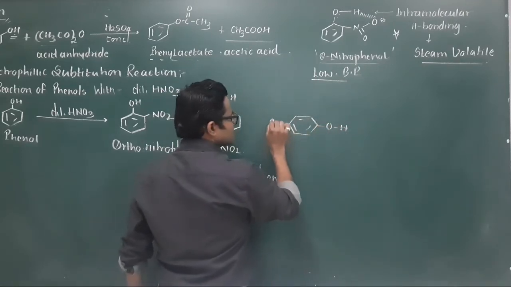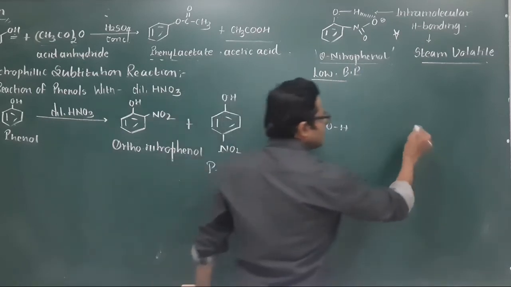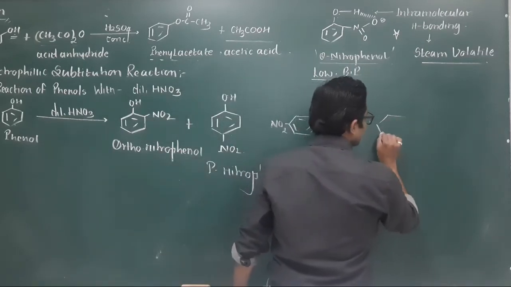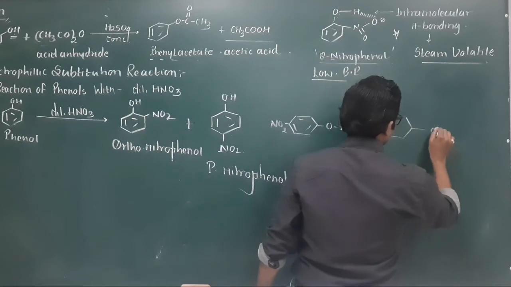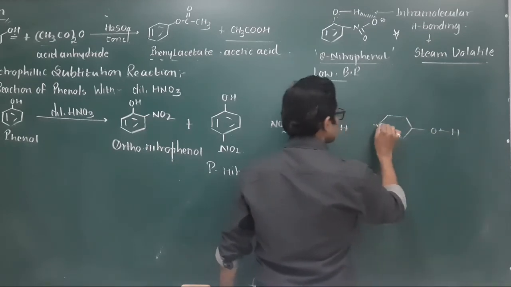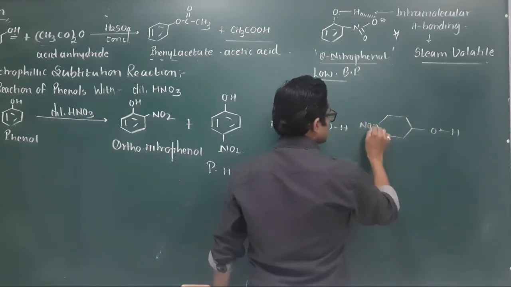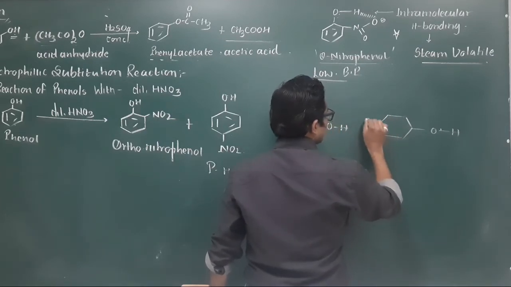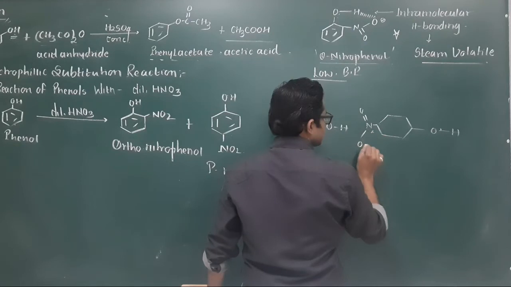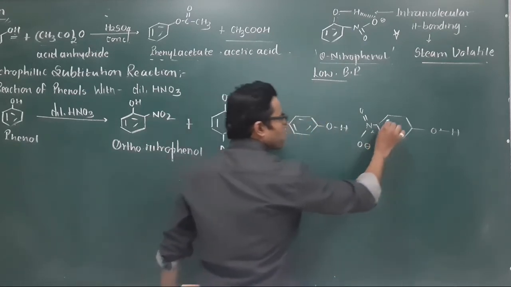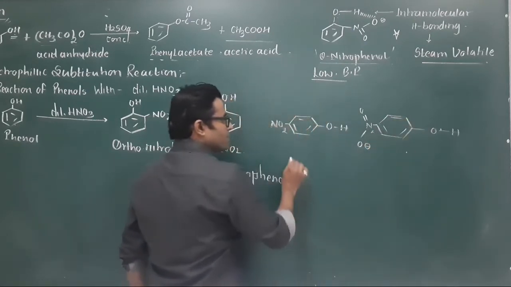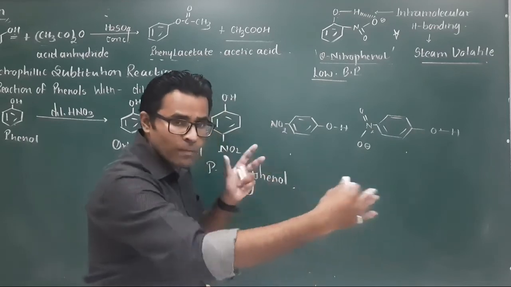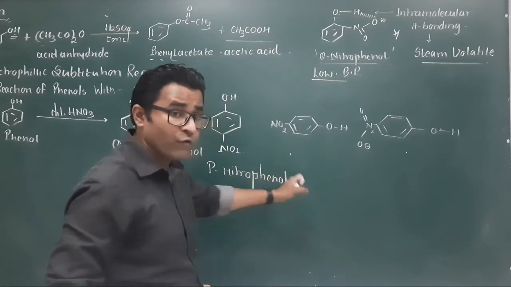Now when we observe the para-nitrophenols, let's say over here we have the oxygen, hydrogen, and let's say this is the NO2 group over here. Let us take another para-nitrophenol. Let's say this is OH, and this is the NO2 group: nitrogen, double bond oxygen, single bond oxygen over here. Now we have taken into consideration two molecules of para-nitrophenol.